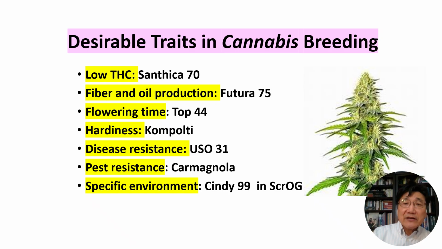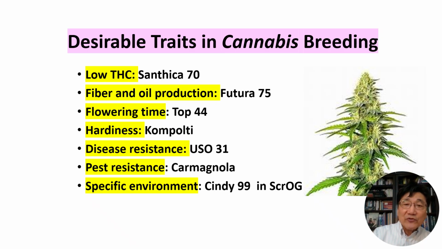There are many desirable traits in cannabis breeding. For example, for low THC, the strain Santhica 70 was developed in France. Top 44 is the quickest flowering strain, growing for just 44 days or less. Hence the name Top 44.